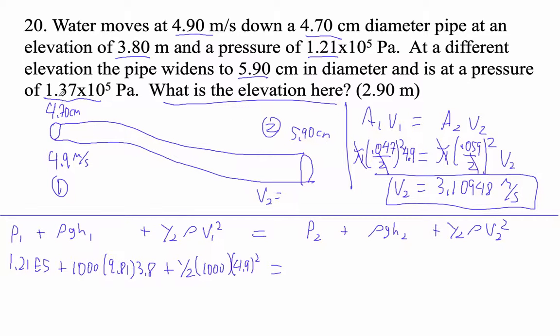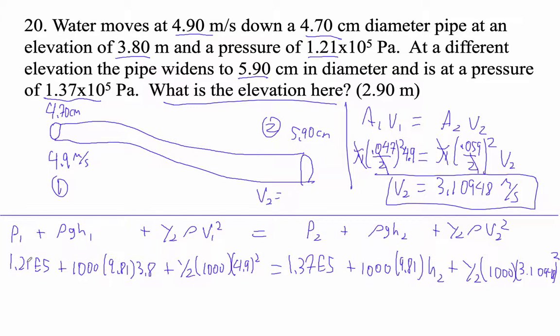Okay, so here's our pressure. 1.37 E5 plus 1,000 times 9.81. This is our variable, right? We don't know H2, right? Plus 1/2 1,000 times 3.10948 squared, right? Okay. So I'm going to start on this side, subtract this term, and I'll get what equals this term, and then I'll divide by 1,000 and by 9.81.